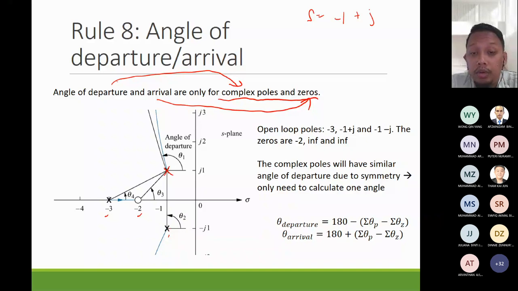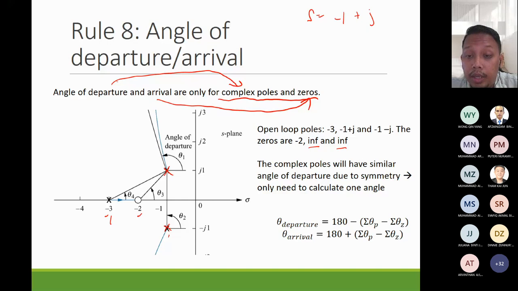Okay, so this is an example. So let's say you have this system that has poles minus 3, minus 1 plus J, and minus 1 minus J. Okay, this poles. Tiga poles and zeros at minus 2, then dia letak dua lagi infinity to make the amount of poles and zeros equal. So here we have three poles, meaning that we have three branches of root locus, and then we can calculate other things like asymptote, J omega axis, and so on. But in this example, dia nak kira angle of departure.